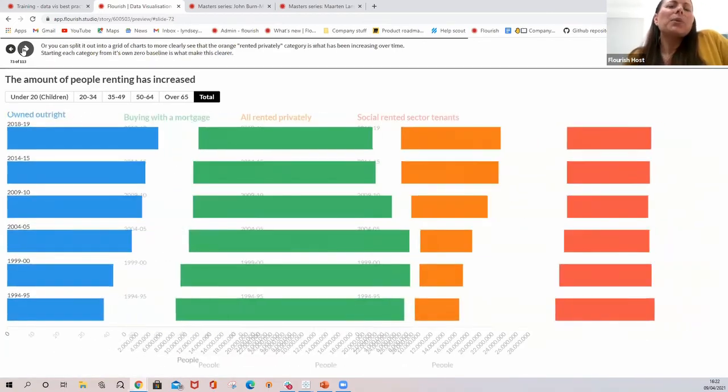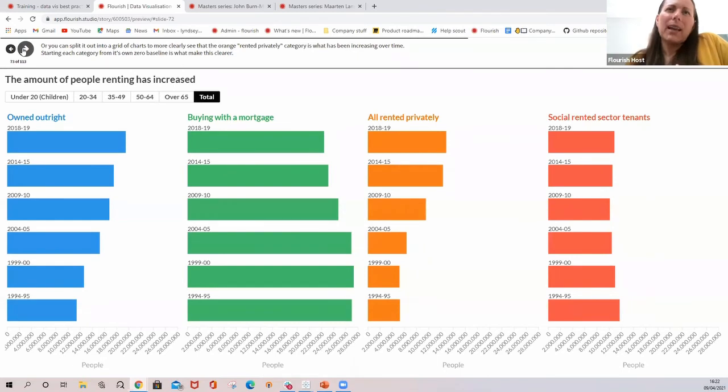And so then we can start to think about, is a stacked bar chart the right option, or do we want to break it down into a grid of charts again? And so now every category has a 0 baseline, so we can see how it's changed over time relative to itself. And this makes it clearer to see that households that privately rent has definitely gone up over time. The social rented sector has stayed about the same, buying with a mortgage has gone down, and owner outright has increased. So it's much easier to see the patterns in the segments. So this is a much better way of showing this information.